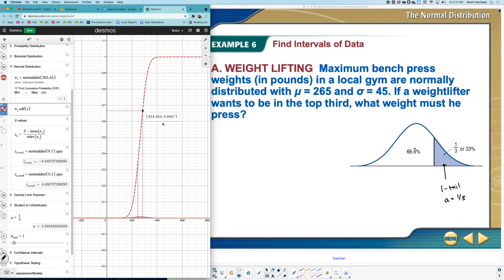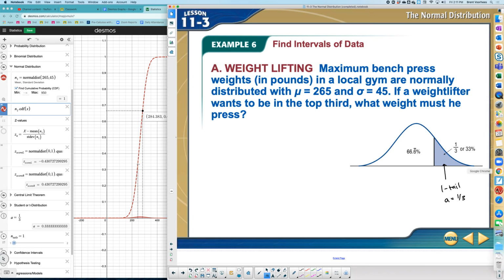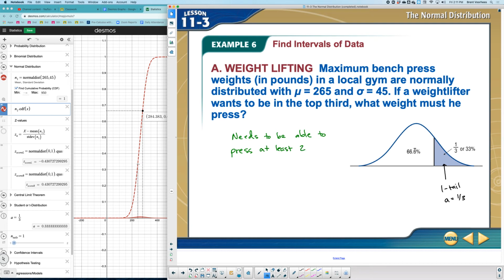So he must be able to press at least, and since there's decimal, I would say he needs to be able to press, I'm going to go ahead and raise up a pound, at least 285 pounds. Now you might be thinking, how did I just get that? I went one tail at 1/3 and it produced this value, which was shown right here on this picture.